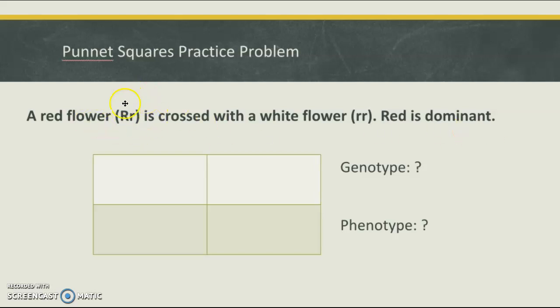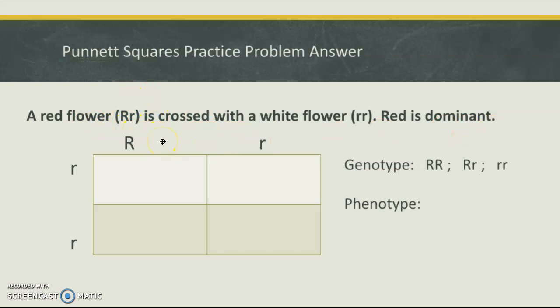So you're going to write down parent 1's alleles here and parent 2's here. These are just the choices of genotype. I just wrote it there for you, but these are the choices that you have for the genotype.